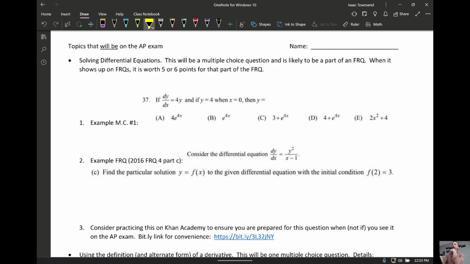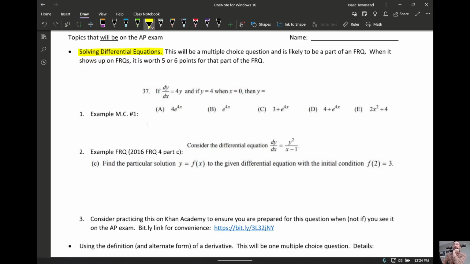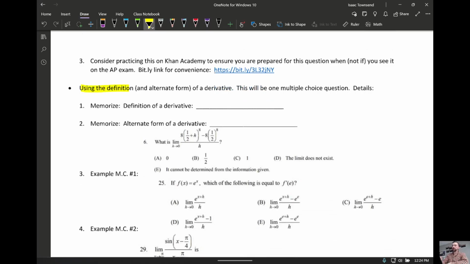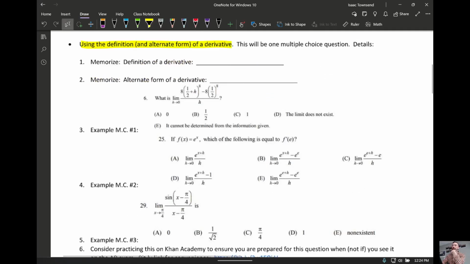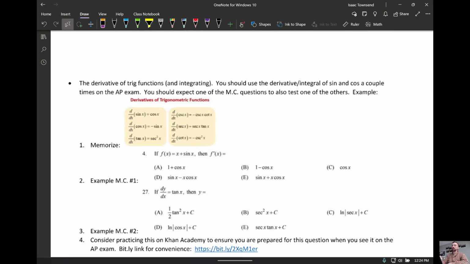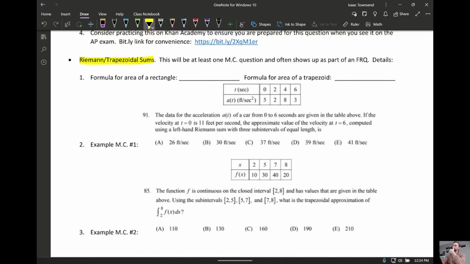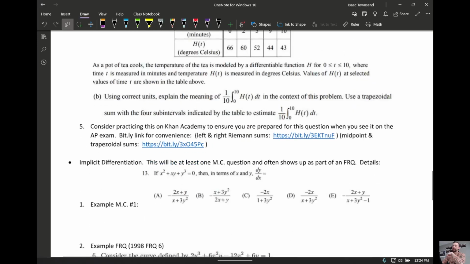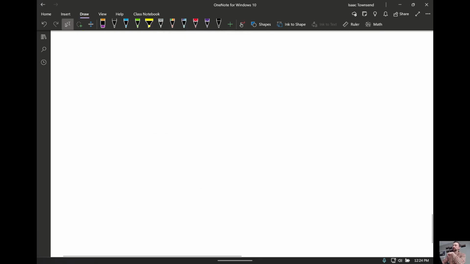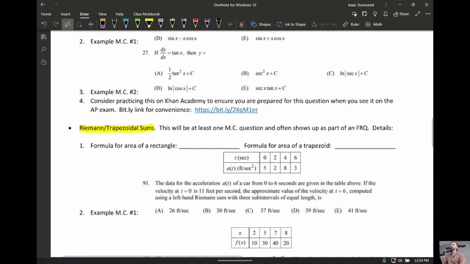and this will be part of your reviewing for homework, is we're going to look at solving differential equations. So I'm going to do another one of these with you that you can just follow along and copy down and participate that way. And then there'll be one or two of them that I want you to go back and do. So we're going to do that with solving differential equations, the definition of a derivative, and the alternate form of a derivative. So we've not practiced those in forever. The derivative of trig functions and using them for derivatives and integration, Riemann sums and trapezoidal sums, and implicit differentiation. So those are the topics that I can promise you will be on the AP exam.